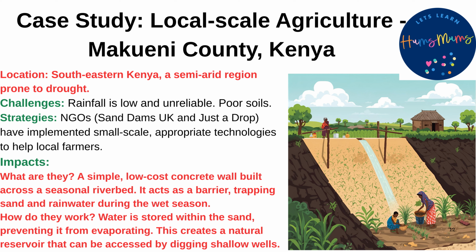So what about a more local scale? Can we farm locally? Yes, we can. And in Makueni County in Kenya, NGOs like Sand Dams UK and Just a Drop have been investing in small scale appropriate technologies like sand dams. These are designed to trap sand behind a dam, usually built with concrete and wood. And in that sand, the water is contained in the rainy season. When it gets to the dry season, the water is kept from evaporation by being contained in the sand.